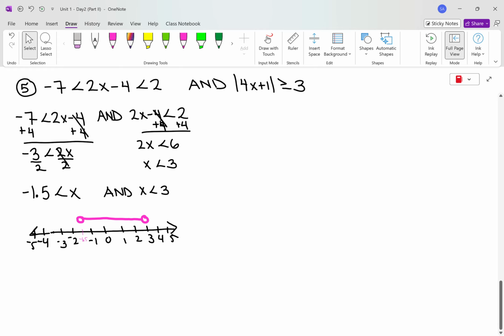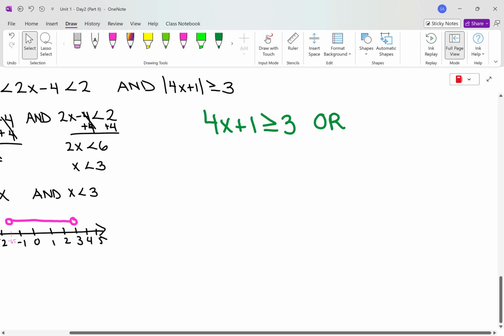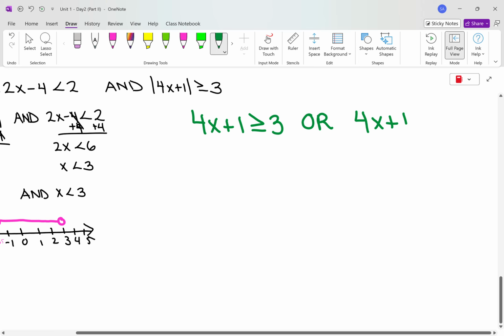Right, on the other side now, it's an absolute value inequality, but it's greater than, and the absolute value lines are already by itself. So will this be an and, or will it be an or? Tyler? Or, very good. So I'm going to have 4x plus 1 is greater than or equal to 3, or, and now how do I get the other inequality? Flip the sign and negate it. You got it. So we're going to have 4x plus 1 is less than or equal to negative 3.